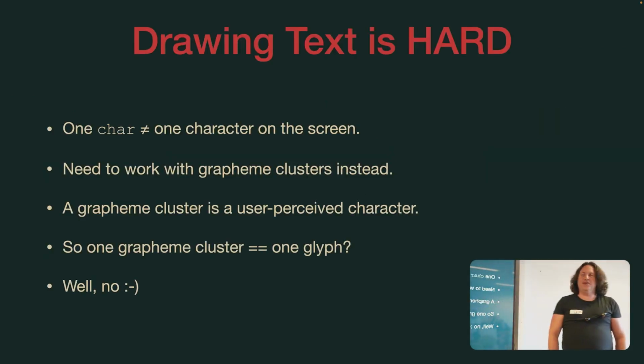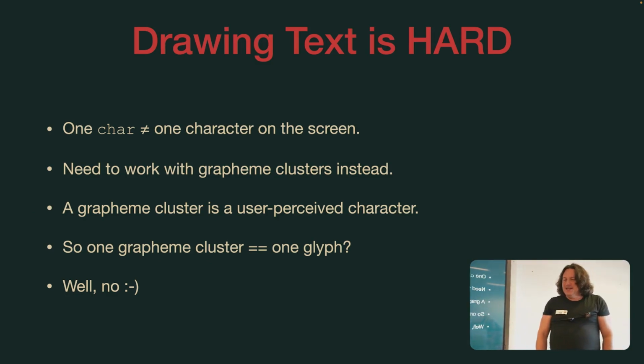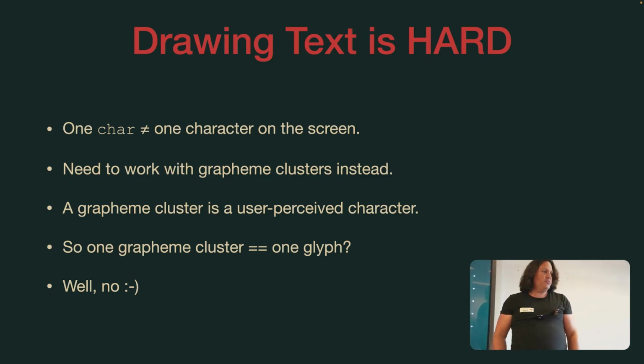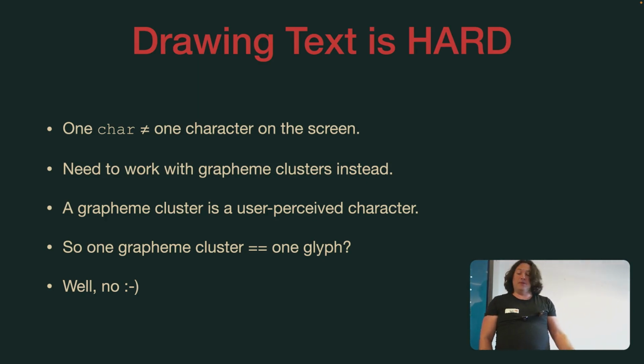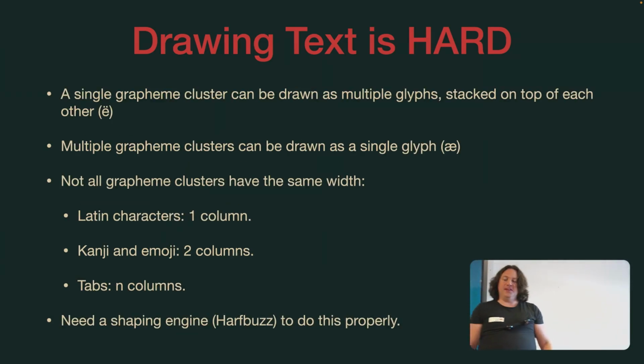So one of the first things you run into when you try to build your own code editor is that drawing text is hard, and the capitalization is very much intentional. One of the first problems is that in Rust, a string consists of chars, as everyone knows, but you can't just assume that one char is one character on the screen. No, what you need to do instead is work with grapheme clusters, and a grapheme cluster is a sequence of one or more characters that together represent one user-perceived character. So you would assume that one grapheme cluster then equals one glyph on the screen, right? Well, no. It's more complicated than that.